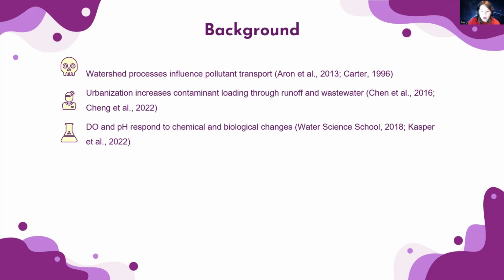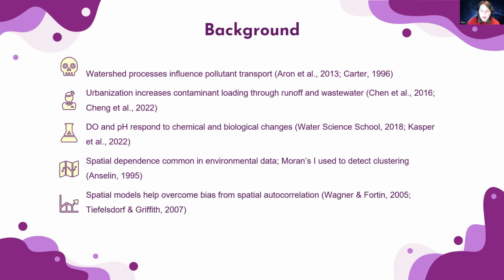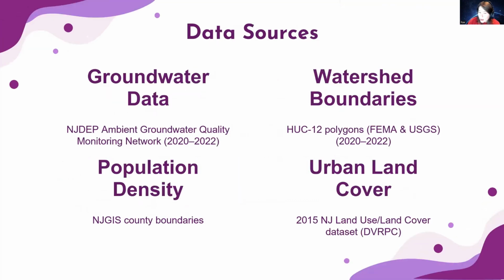DO and pH are commonly used indicators because they respond to environmental stressors like nutrient loading, low recharge, or industrial impacts. Spatial clustering is also expected in environmental data due to Tobler's first law of geography, which reminds us that near things are more related than distant things. Tools like Moran's I and local indicators of spatial association help us formally test whether these patterns exist and where.